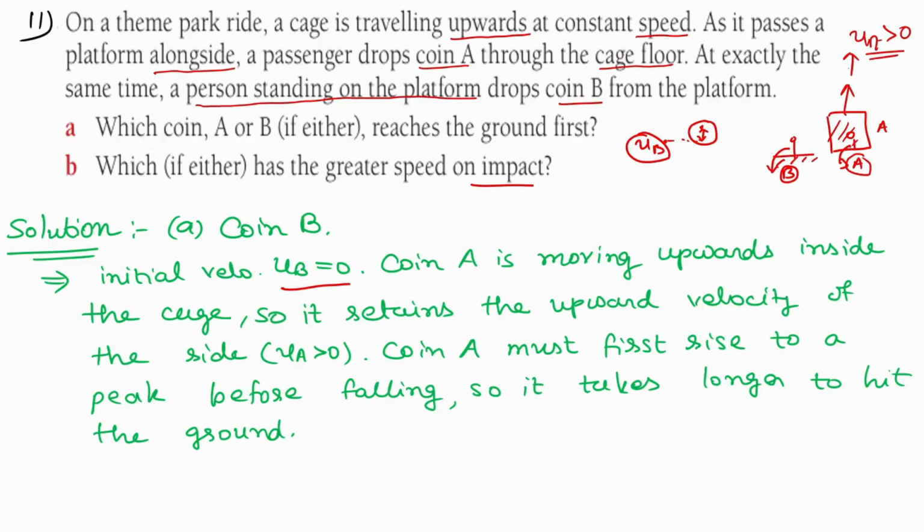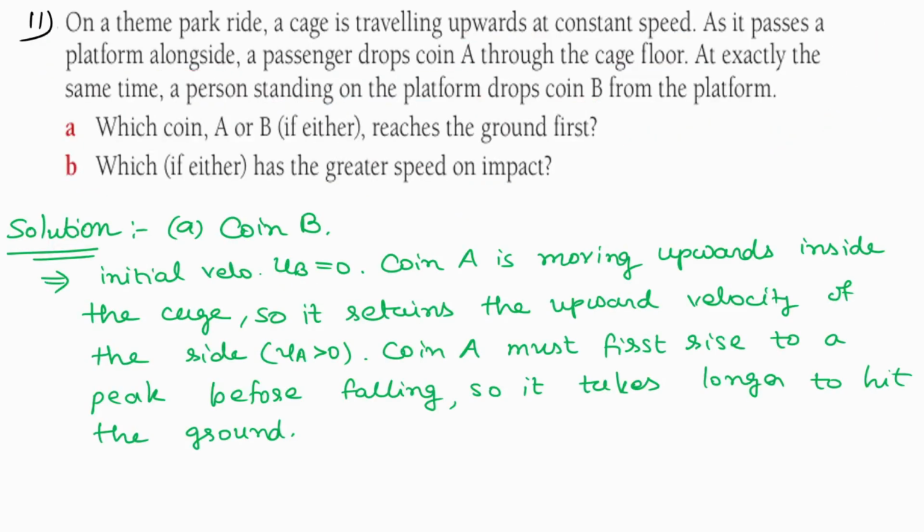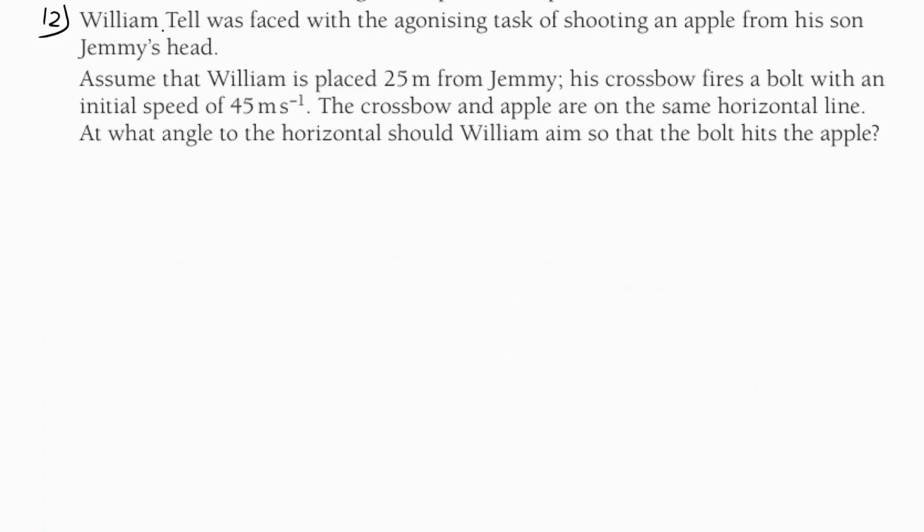This is question 11. Now we move forward to question 12. It says William Tell was faced with a fateful task of shooting an apple from his son Jimmy's head. Assume that William is placed 25 meters from Jimmy. His crossbow fires a bolt with initial speed 45 meters per second.